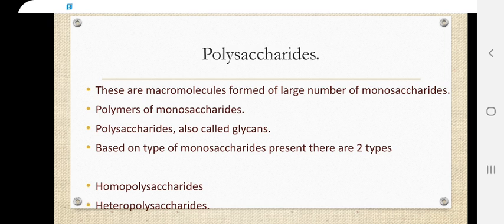Polysaccharides are types of carbohydrates which are formed of many monosaccharide units, and the number of sugar units might vary from anywhere from 10 to thousands. These polysaccharides are also called glycans, and there are actually two types of polysaccharides: homopolysaccharide and heteropolysaccharide.